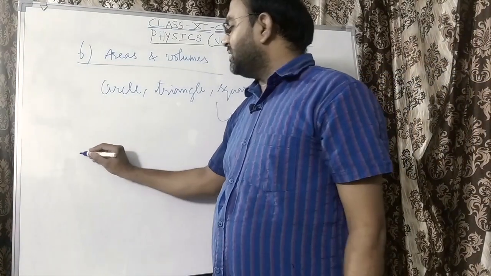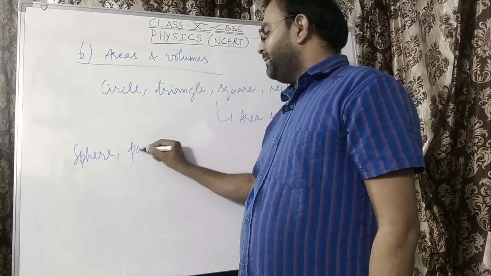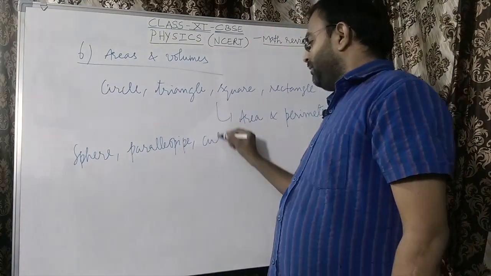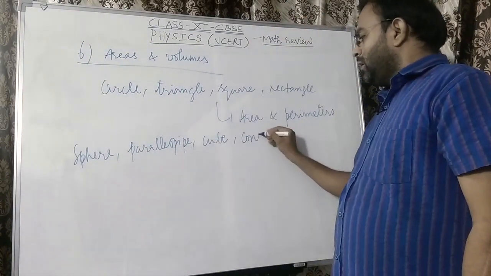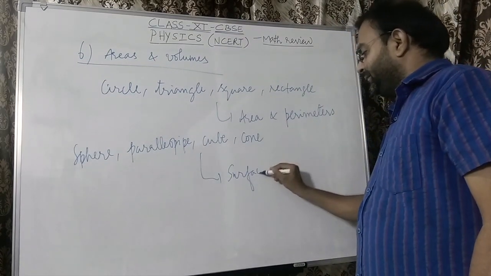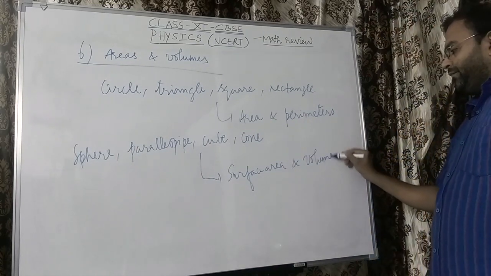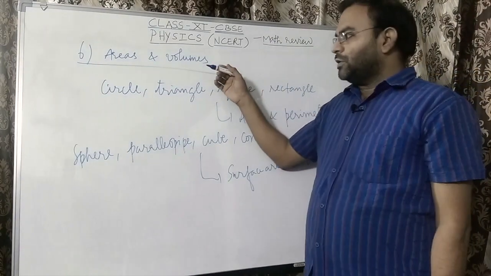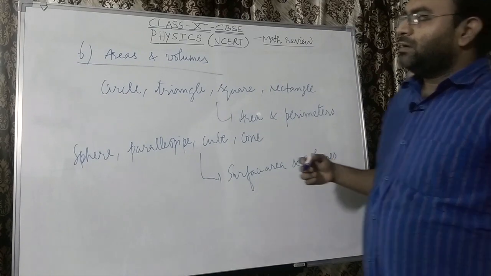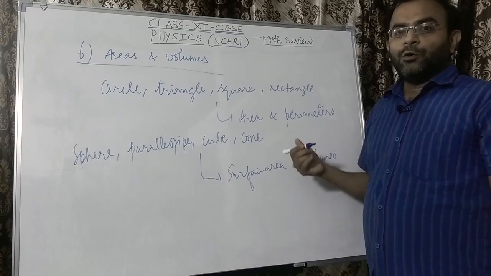Similarly, for three-dimensional shapes such as the sphere, parallelepiped, cube, cone, one should know the surface area formulae as well as the volumes. If one is adept at calculating these things for a given shape, then one can, wherever it is required, easily go to the application and apply these as required.